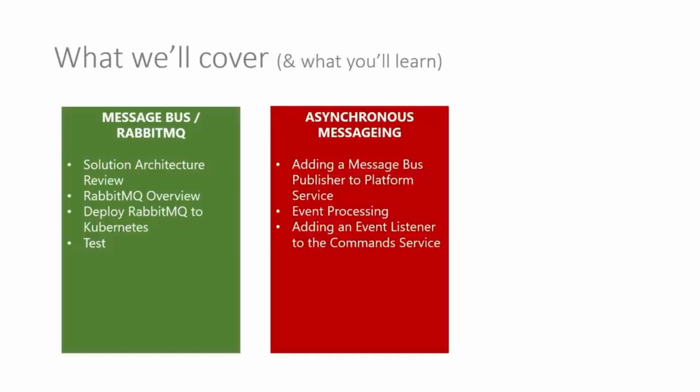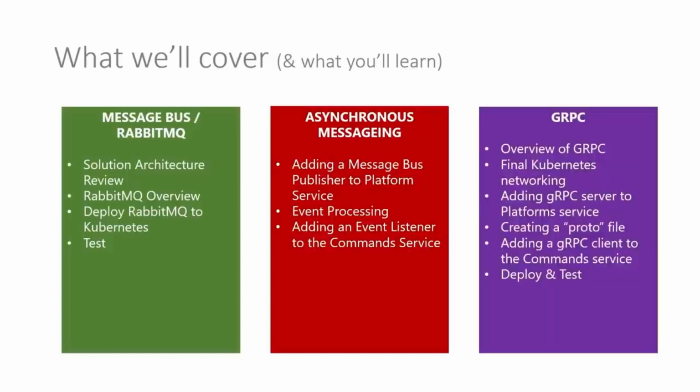Part 8, we then start to really build out our asynchronous messaging using RabbitMQ. So that involves adding a message bus publisher to our platform service. We look at event processing, and then we add an event listener to the commands service.